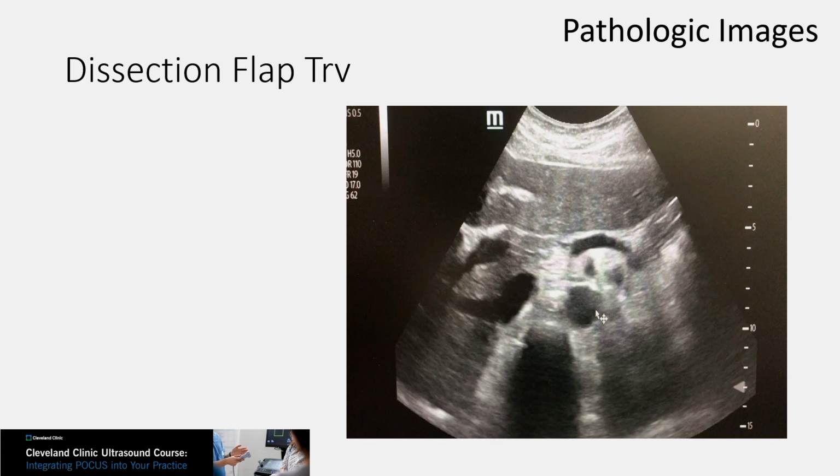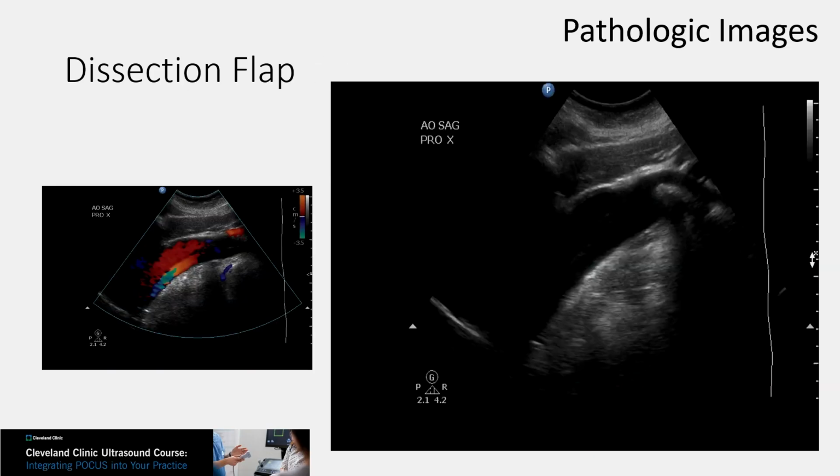Here's another example of an aortic flap, a dissection flap in the middle of a vessel. It's difficult to see, but in that area where there's a marker, you can see there's a small hyperechoic area consistent with a flap. Another example of a pathologic image with a dissection flap. In this image, there's color flow over the aorta to help identify.